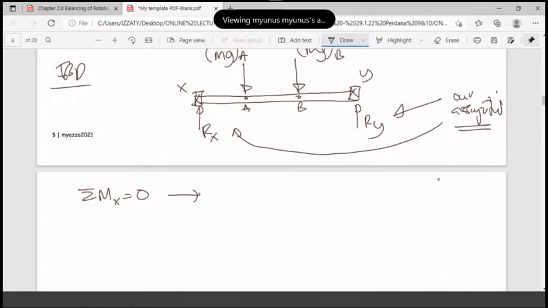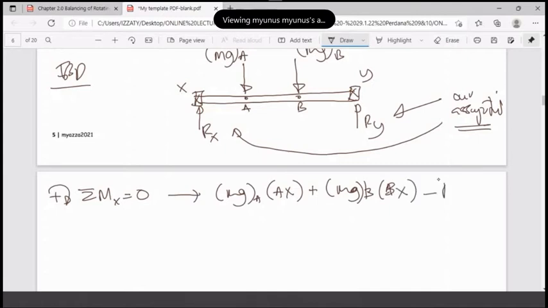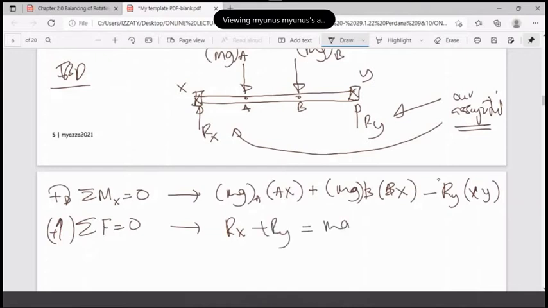Let's assume as boundary condition that anything rotating clockwise from your seat will have positive notation. So you have the mg for A multiplied by ax, correct? And then plus mg for B multiplied by bx, minus Ry multiplied by axy. One equation, isn't it? This is the moment. Another one is force summation of F equal to 0. Taking anything pointing upward as positive, you will get Rx plus Ry is equal to mg for A plus mg for B. So you solve this.